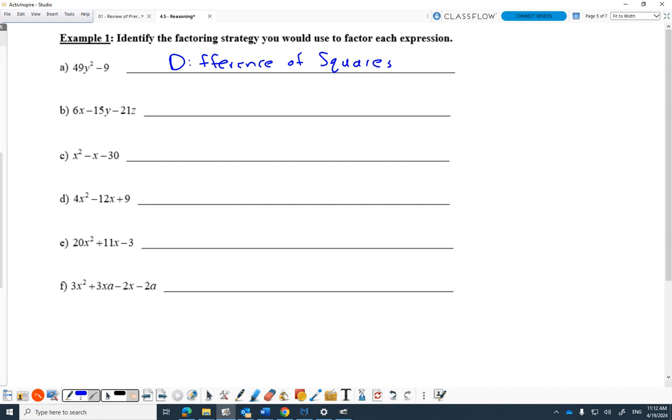Yeah, and if those numbers don't come to you, then you're going to sit there and go, 6 divided by 2? Yeah. 15 divided by 2? No. All right. 6 divided by 3? Yes. 15 divided by 3? Yes. 21 divided by 3? Yes. You're going to have to do that.